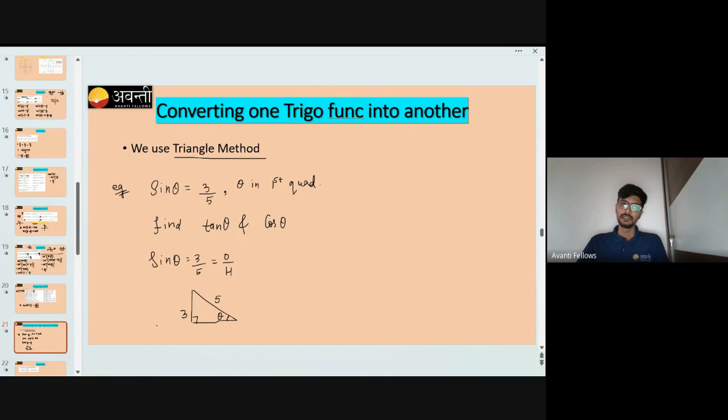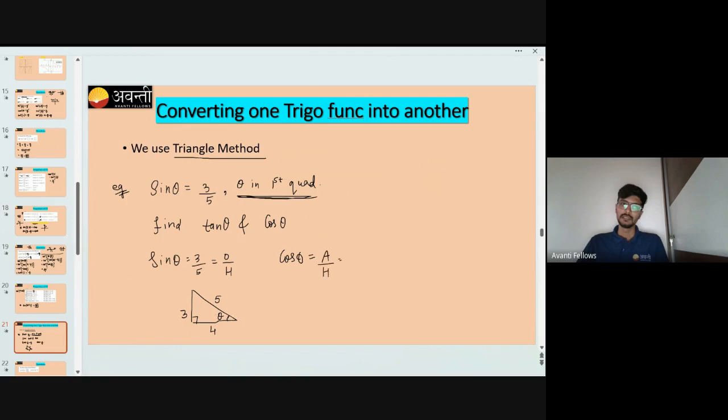Pythagorean triplet 3, 5 comes with 4, so the adjacent side will be 4. Now since theta is in the first quadrant, please remember, all my trigonometric ratios will be positive, whether it is sine, cos, tan, cosec, sec, all of them. So if someone asks me to find cos theta, I can easily say cos theta is adjacent upon hypotenuse.